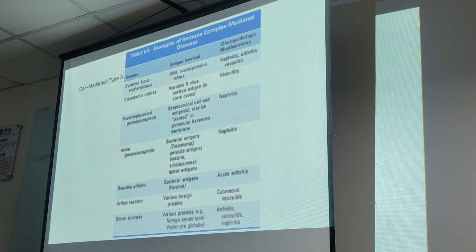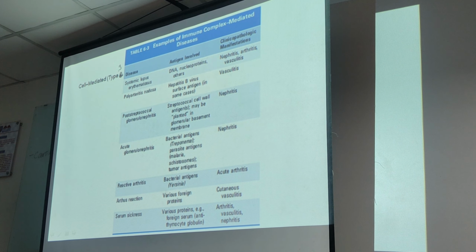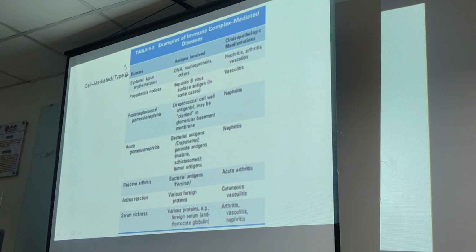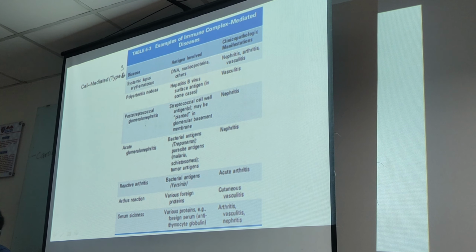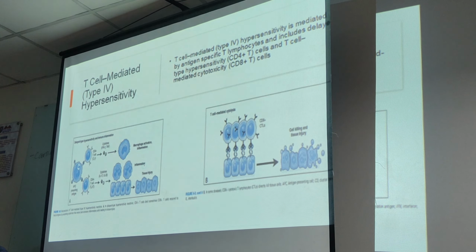So other examples of type 3 hypersensitivity reactions are listed here: SLE, polyarteritis nodosa, post-streptococcal glomerulonephritis, other forms of acute glomerulonephritis, reactive arthritis, Arthus reaction, and even serum sickness are examples of type 3 hypersensitivity. So type 4 is T-cell mediated or delayed type. It's mediated by antigen-specific T lymphocytes and includes a delayed type reaction involving either CD4 or even CD8 positive T cells.